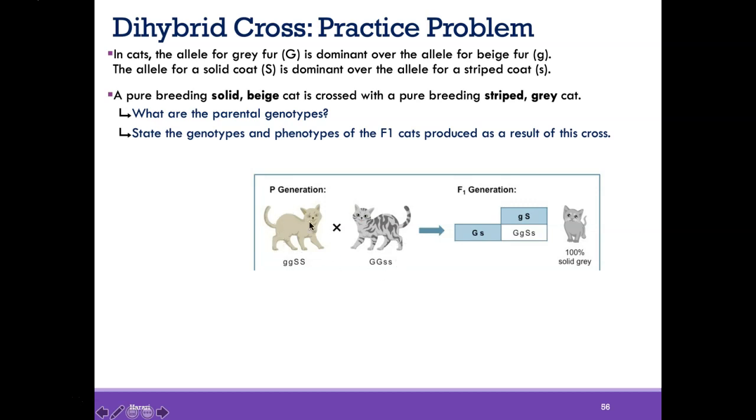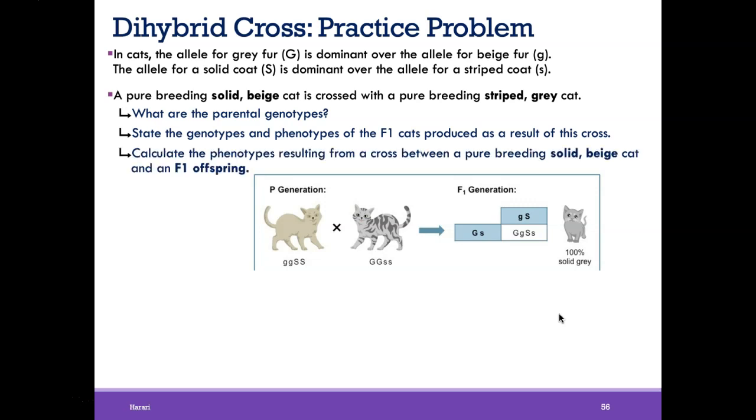This cat over here, let's assume this is the female cat. This can only make one type of egg, right? This egg has to be little g, big S. This male cat over here can only make one type of sperm, big G and little s. Therefore, when you put these together, the F1 will always be big G little g, big S little s. And since solid is dominant over striped and gray is dominant over beige, all the F1 cats will be solid and gray.